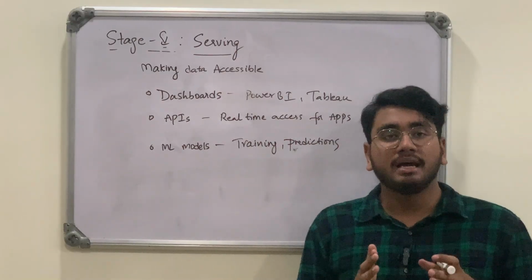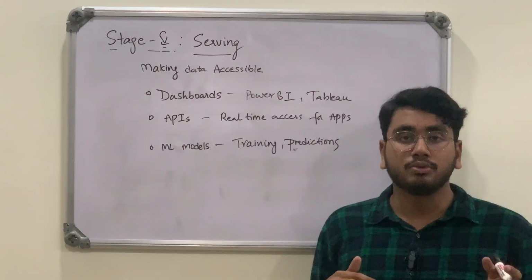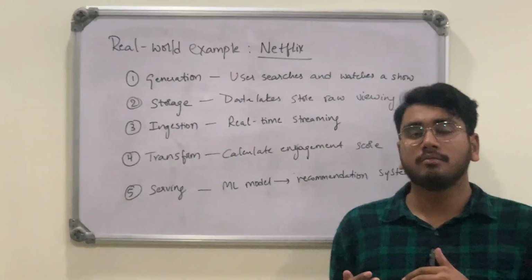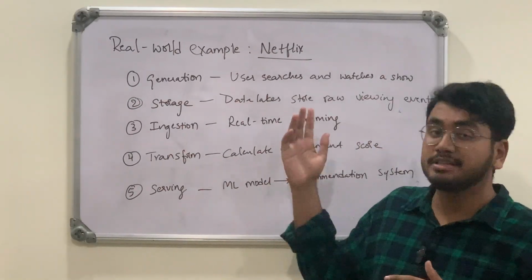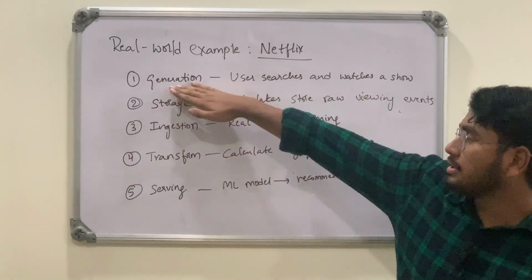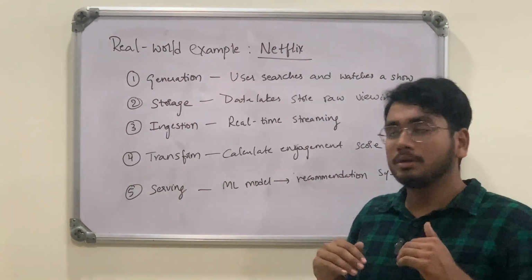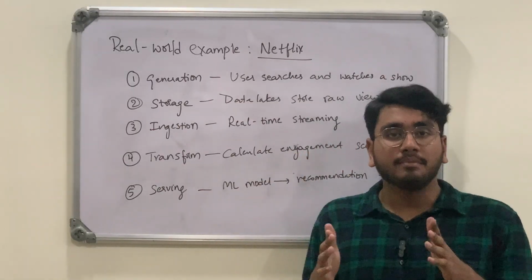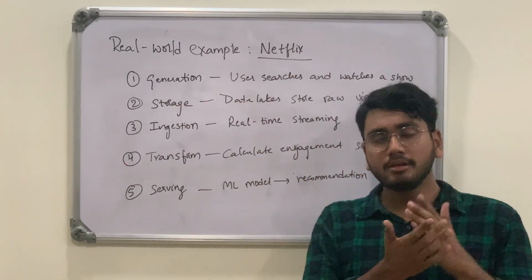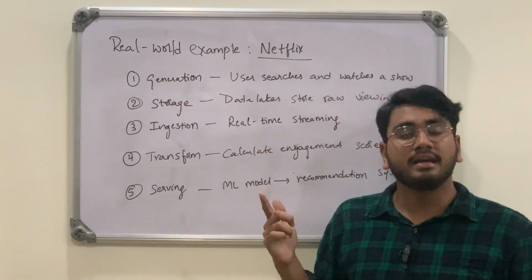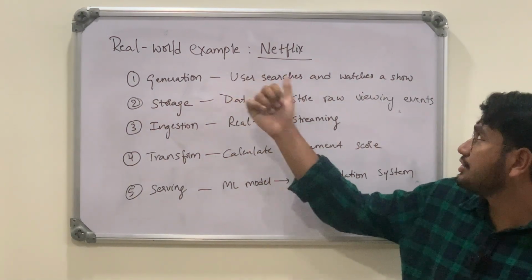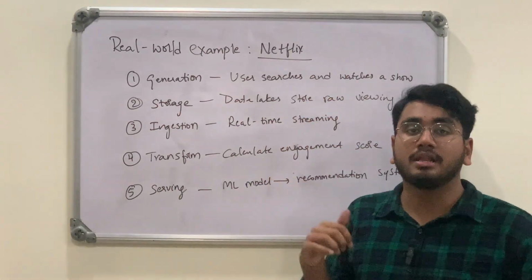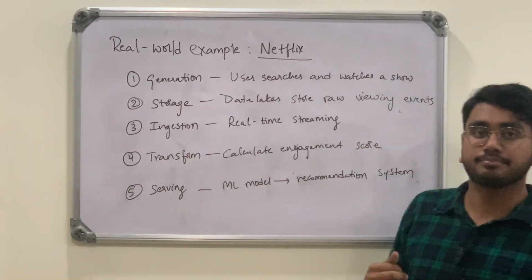So now we're going to be looking at a real life example before we conclude. Next, we're going to be going through the 5 stages which Netflix follows. So let's look at the first step, generation. Let's take the example of the user searches and watches a show. So as you mentioned, apps are a crucial source of data. Every click and every action that we do is data. So the search and the watch time which we spend on the app is converted into data.